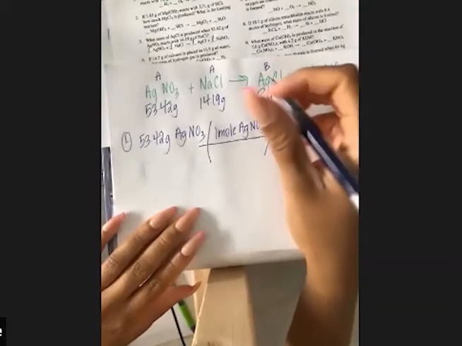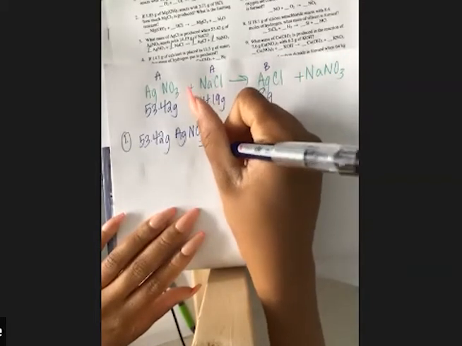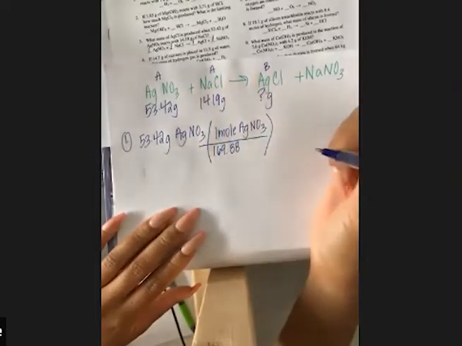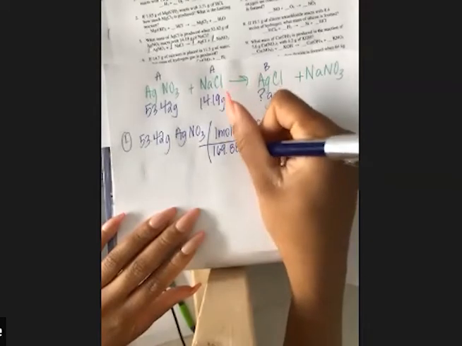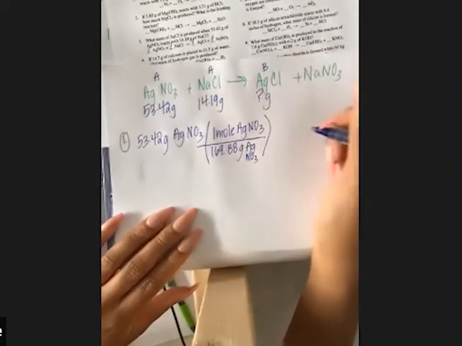Say it one more time for me, Malika. 169.88. Okay, that actually sounds similar. All right, 169.88 grams of the silver nitrate. All right, so that's my first step.